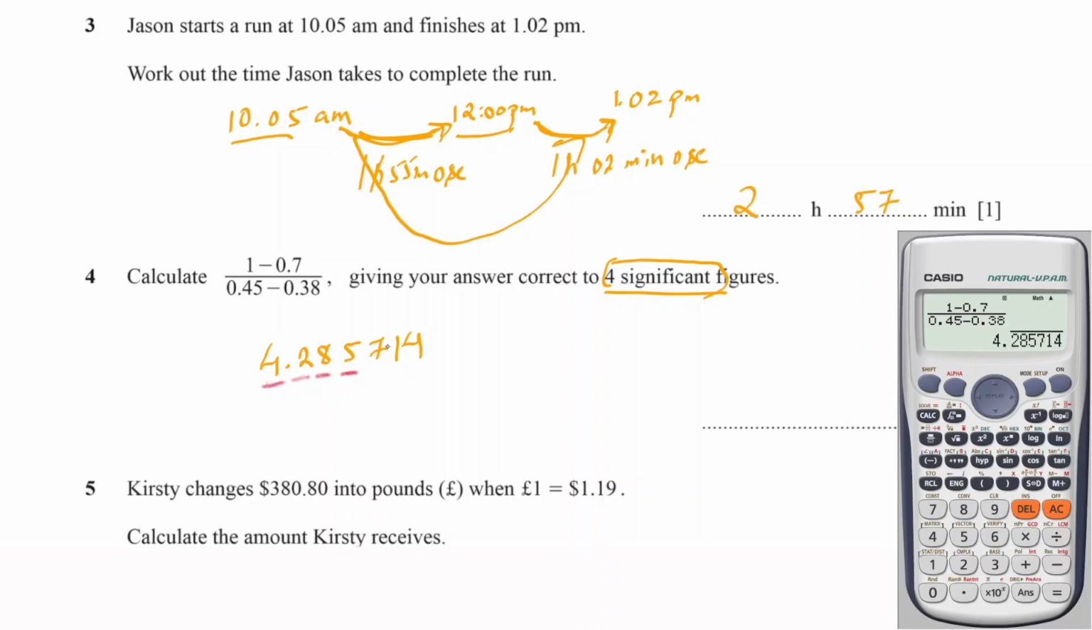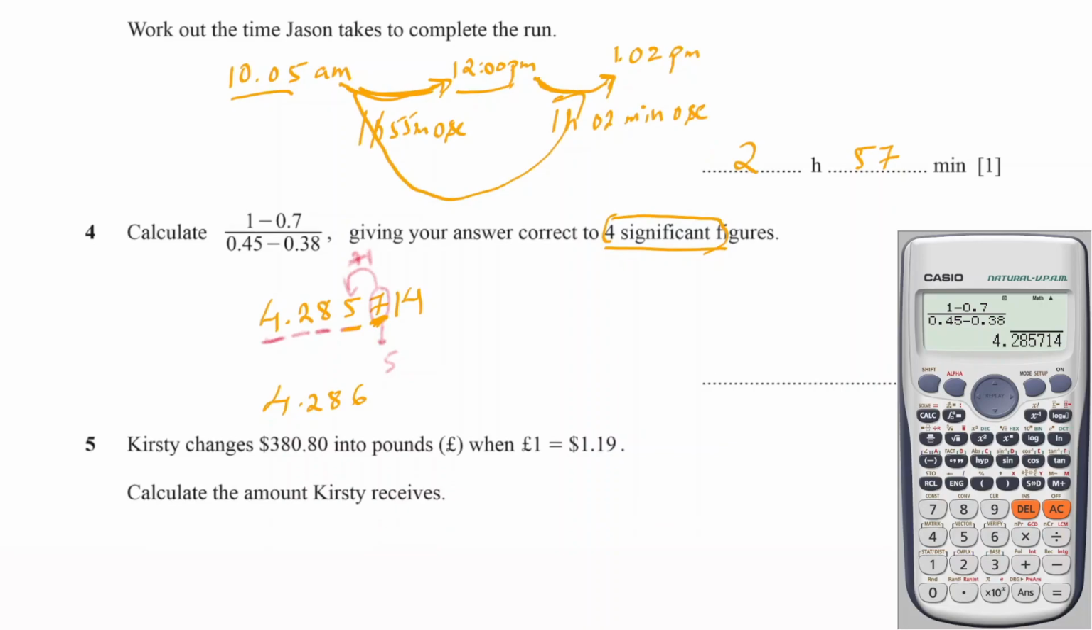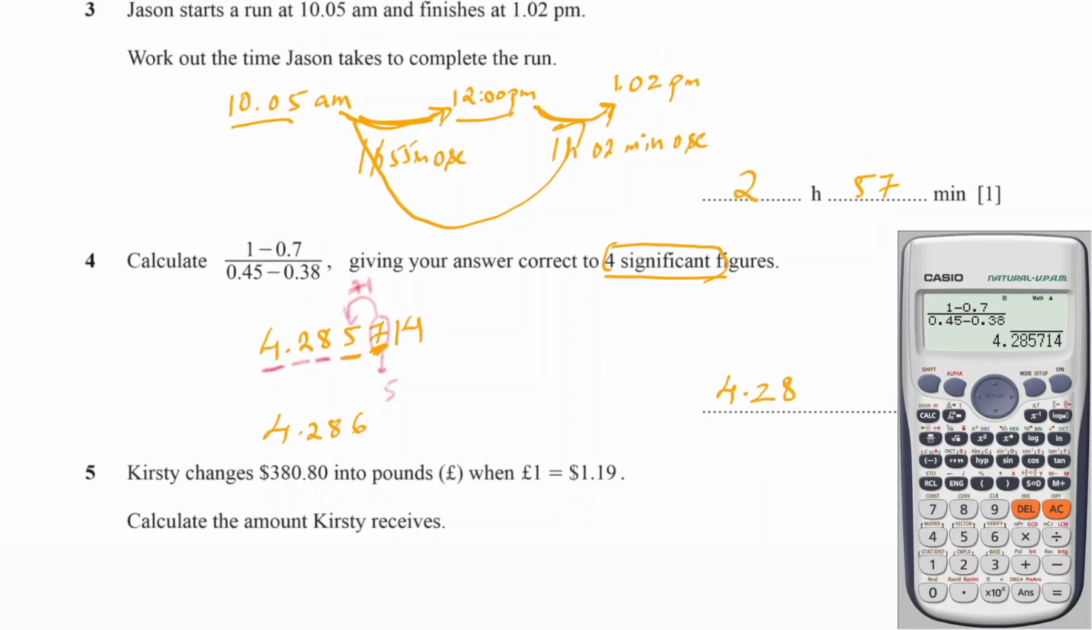But this 5 is being affected by this 7, right? The next number is more than 5. This 7 is more than 5. If it is more than 5, we will add 1 to this one. If it is less than 5, then the number should be the same. But because it is 7, which is more than 5, we have to add 1 to this, and this 5 becomes 6. So your final answer will be 4.286.